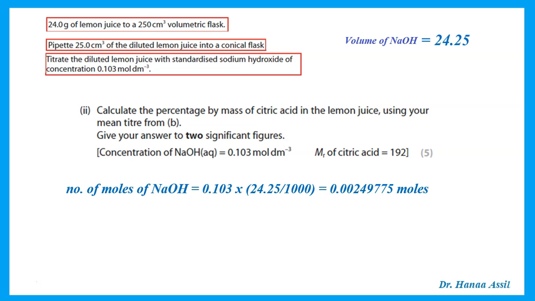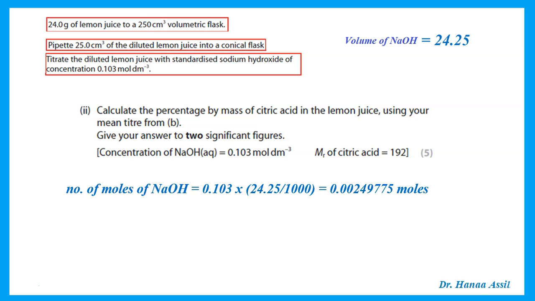So we have volume of the sodium hydroxide used, we have concentration, I can get number of moles of sodium hydroxide. Number of moles is concentration times volume, so that is 0.103, times the volume divided by 1,000, because the volume has to be in decimeter cubed. This gives us the number of moles.